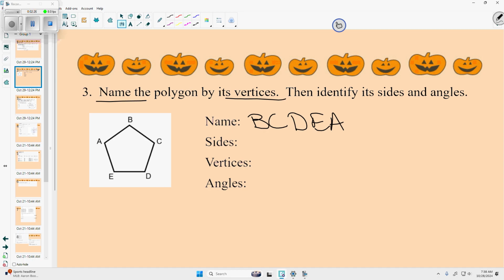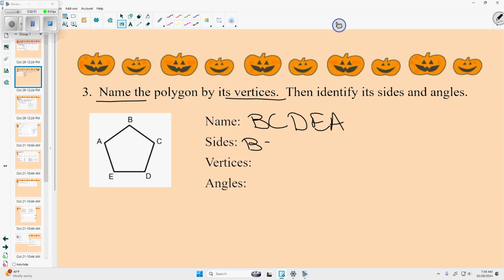Could you have picked D to start with? Yeah, you pick whatever letter you want. So if you have something different than what I do, it is okay. Just make sure that you went all the way around clockwise or counterclockwise. All right, what object are the sides? What geometric thing? There's segments. Absolutely. So pick me a segment to start on.